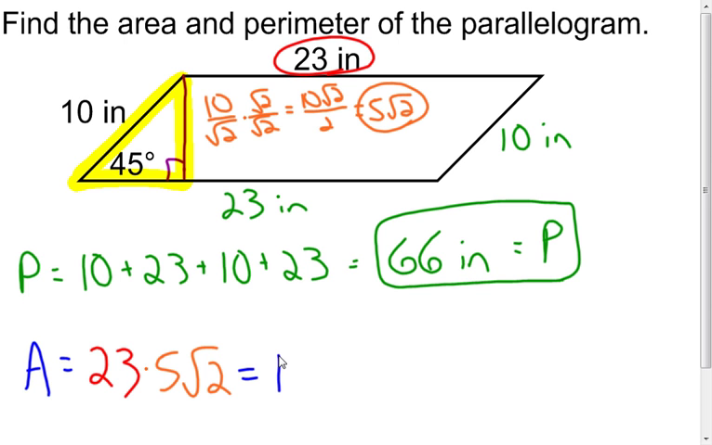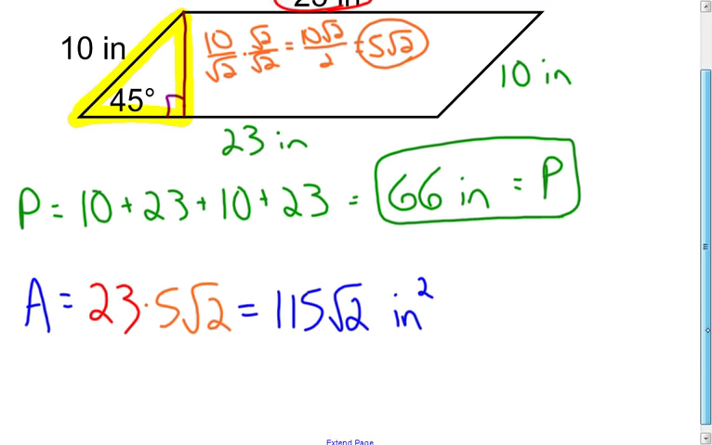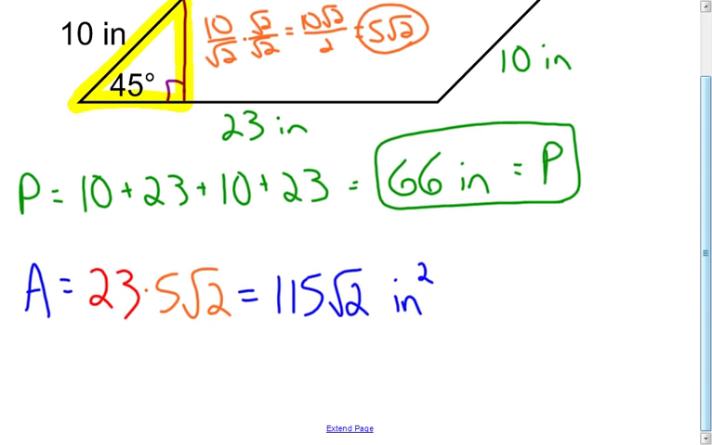And I end up with 115 times the square root of 2, and now I need my label, and area is always going to be in terms of square inches, because area is really asking for how many little squares fit inside of your figure. Well, there'd be 115 root 2 little 1 inch by 1 inch squares that fit in there. Now if I wanted to approximate that, I can type that on my calculator, and when I do that I end up with 162.63 square inches. So depending on which answer it wants, whether it's exact, the first one, or the approximate, the second one, I found the area of my parallelogram.